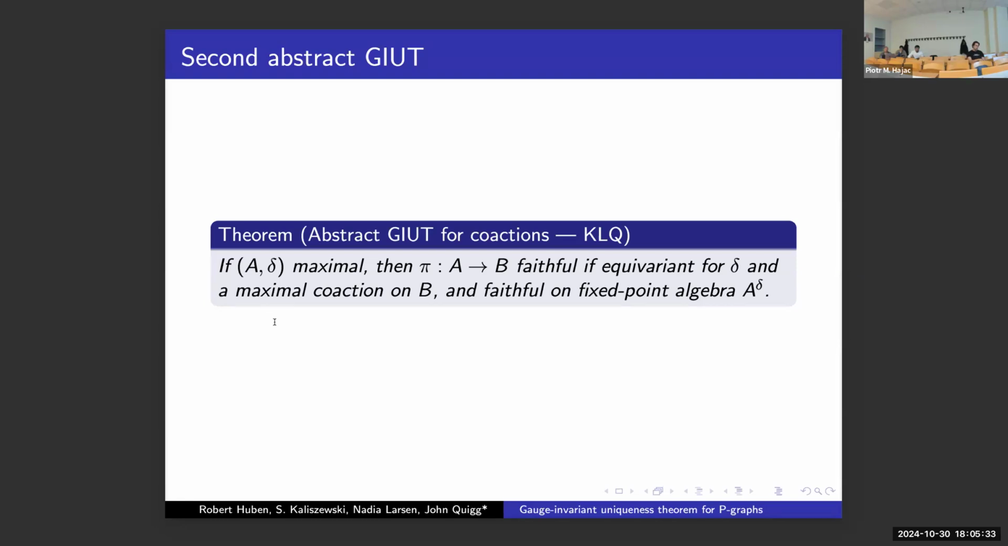So you're no longer talking about graph algebras or gauge actions. Right, that would be just a special case. This is completely abstract. Any discrete group G and any maximal coaction delta of G on a C-star algebra A gives rise to this abstract gauge invariant uniqueness theorem.